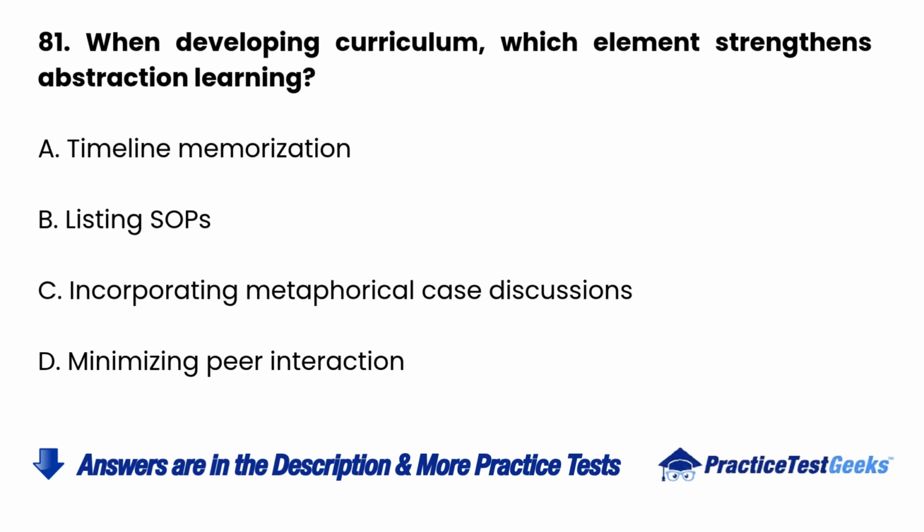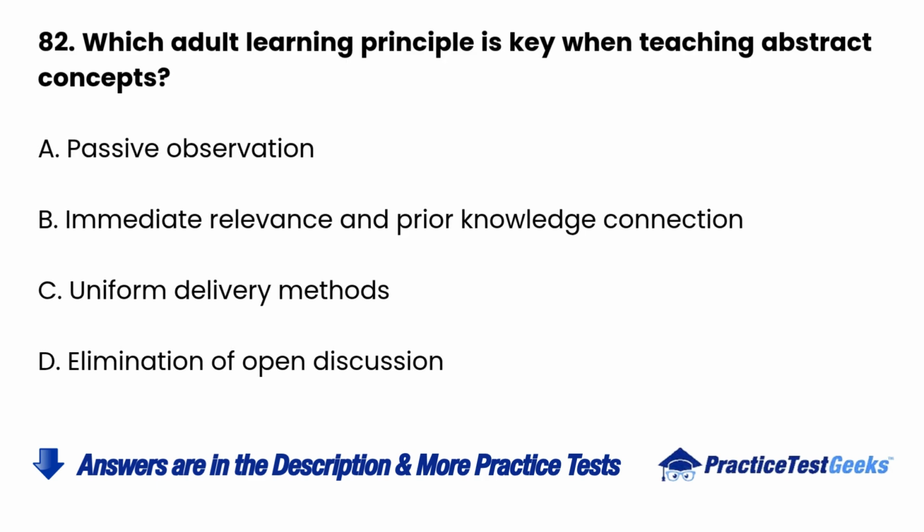81. When developing curriculum, which element strengthens abstraction learning? A. Timeline memorization. B. Listing SOPs. C. Incorporating metaphorical case discussions. D. Minimizing peer interaction.